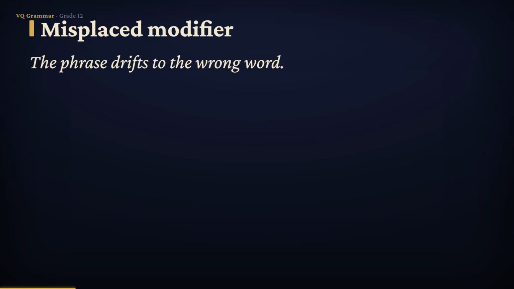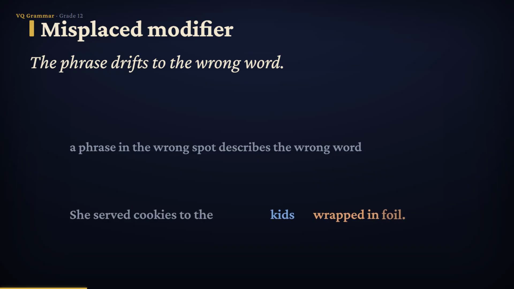The rule underneath everything today is simple. A describing phrase belongs right next to the word it describes. When it drifts away, it accidentally describes whatever it lands beside. Listen to this. She served cookies to the kids wrapped in foil. Now, what's wrapped in foil? The way it's written, the phrase wrapped in foil sits right next to the kids, so it sounds like the children came wrapped in foil. That's the misplaced modifier at work. The phrase landed next to the wrong noun, and the sentence says something you never meant.